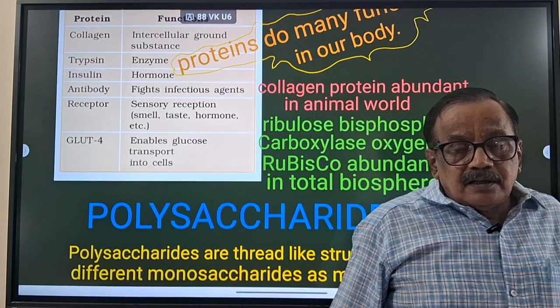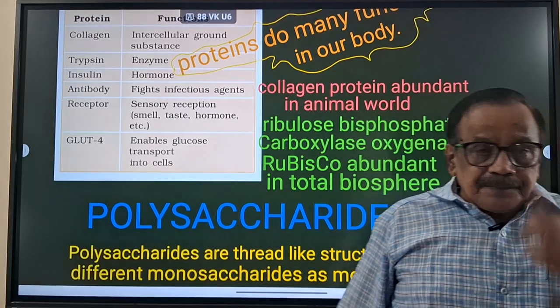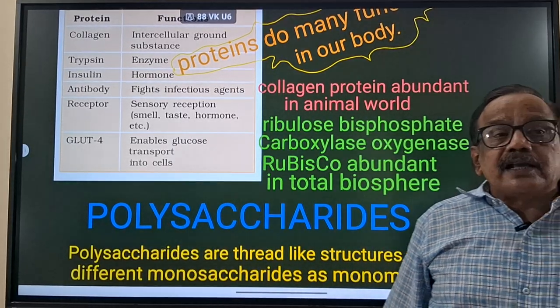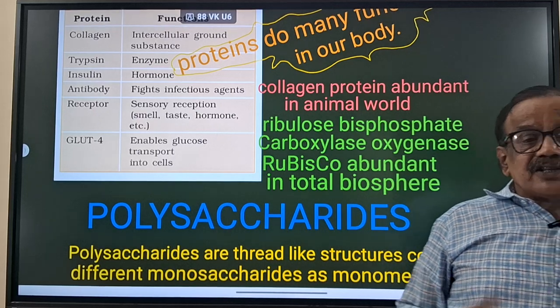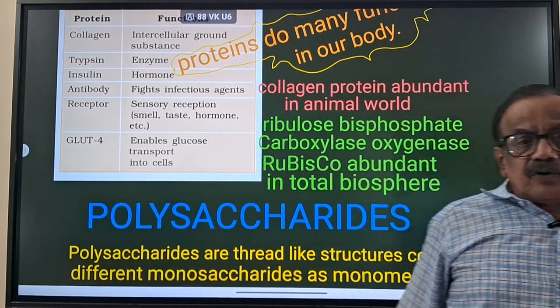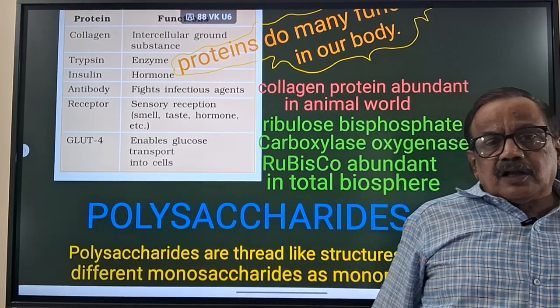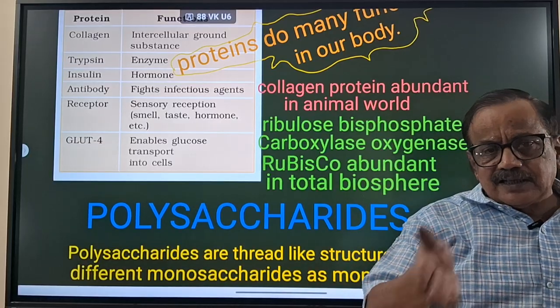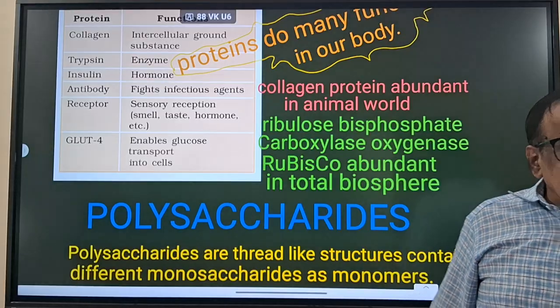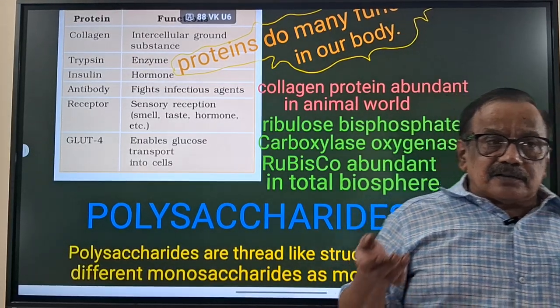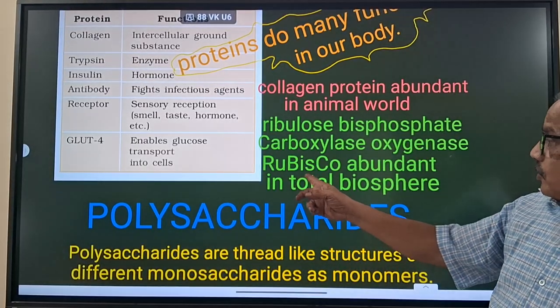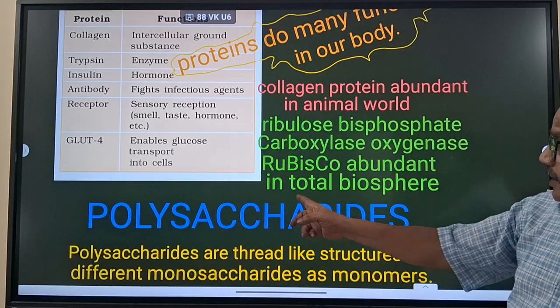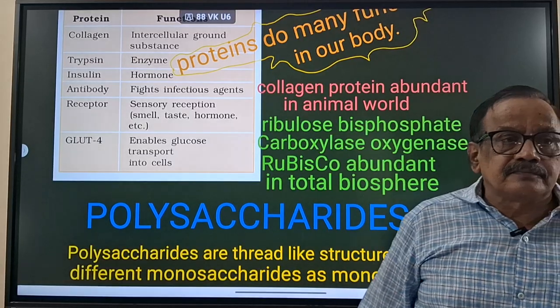But in plants, the RuBisCO enzyme came in photosynthesis. Ribulose bisphosphate carboxylase oxygenase enzyme. Enzyme is already told, an enzyme is nothing but a protein. What is RuBisCO? It is the most abundant protein in the total biosphere.